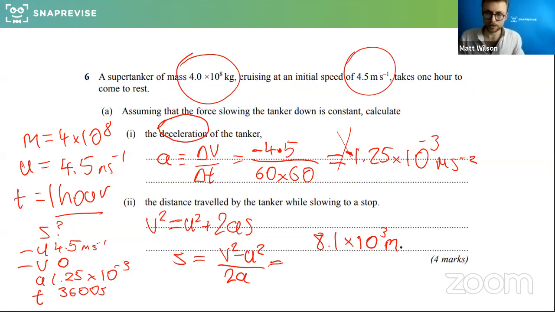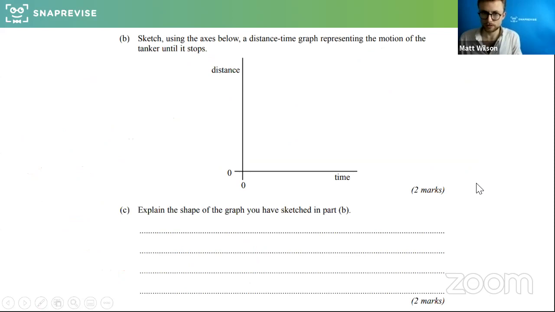So let's have a look at another question. The next part of this question asks us to sketch, using the axes below, a distance time graph representing the motion of the tanker until it stops. Okay, so we're being asked to plot a distance time graph, and there's going to be one really important thing here, because we haven't really done much to do with distance in this question yet, but we've been told a lot of information about velocity. So my question is, how can we find out the velocity if we've been given a distance time graph? What do we reckon? Have we got any ideas?